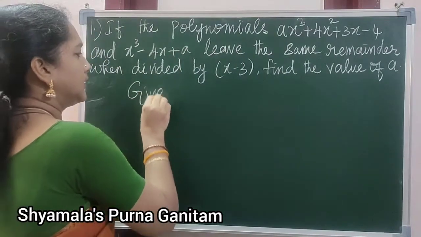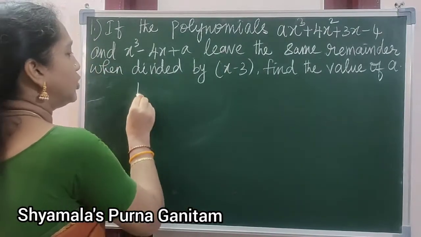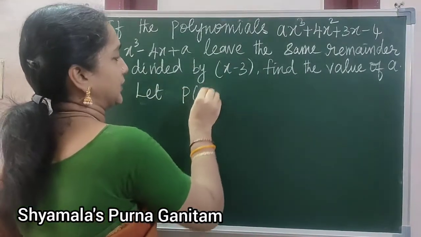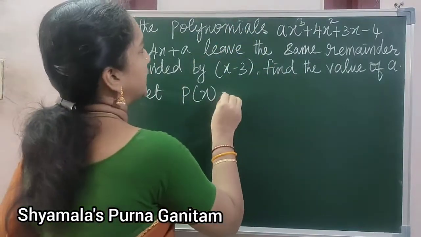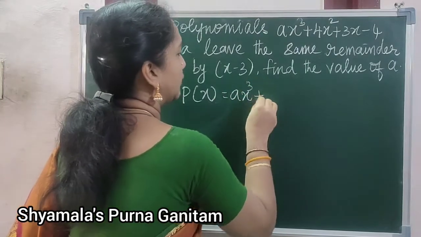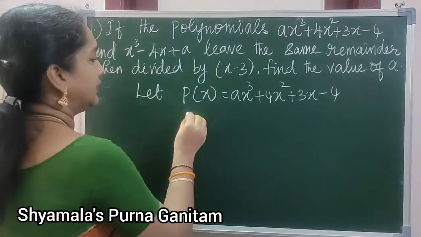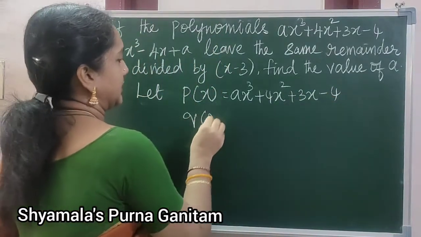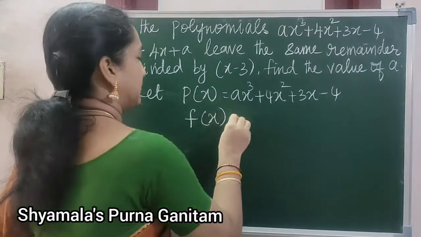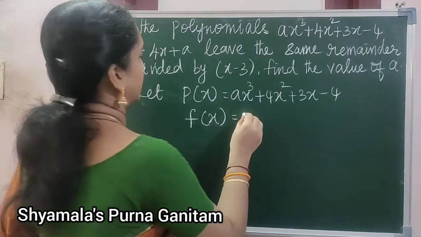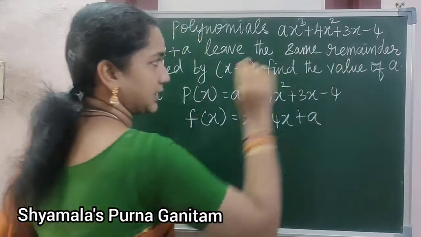Given: let p of x be the first one. Only two polynomials are given, and p of x and all is not given. So, let p of x is equal to ax cube plus 4x squared plus 3x minus 4. Then, the second I have taken as f of x. Anything you can take, that is just an example, but I will take it as f of x itself. So, f of x is equal to x cube minus 4x plus a. This is the thing given.